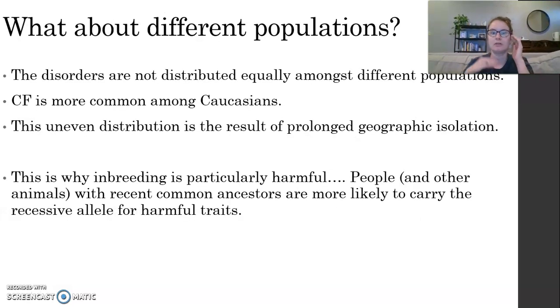So that thing about different populations having a different incidence of the disease. This is when you have disorders that are not distributed equally amongst different populations. So, for example, cystic fibrosis is way more common amongst white people, whereas sickle cell anemia is way more prevalent in black people. And the reason for this is because of this lovely thing we call geographic isolation.